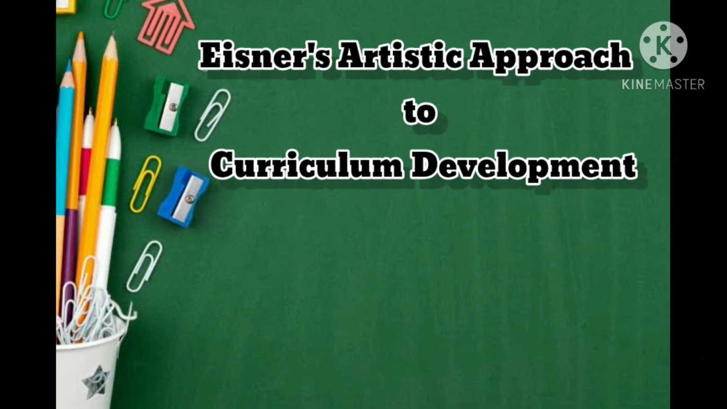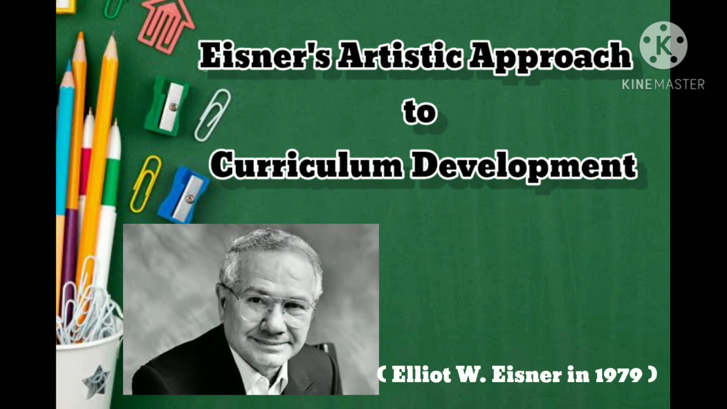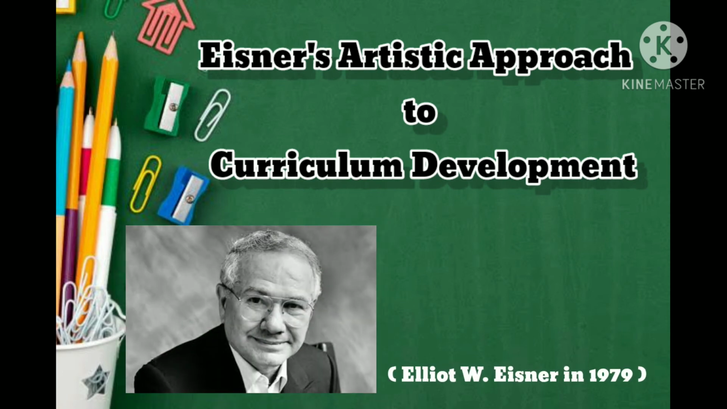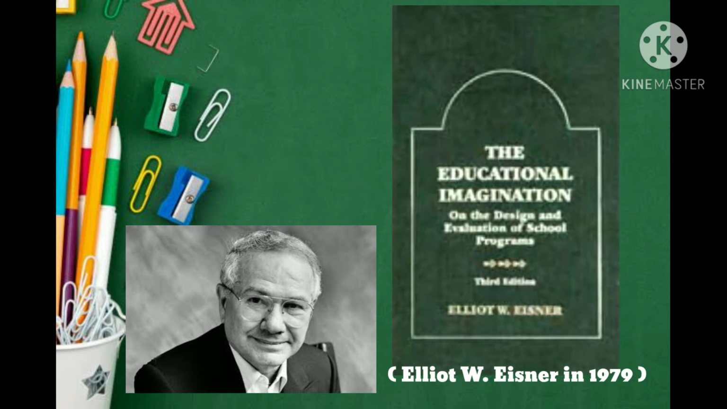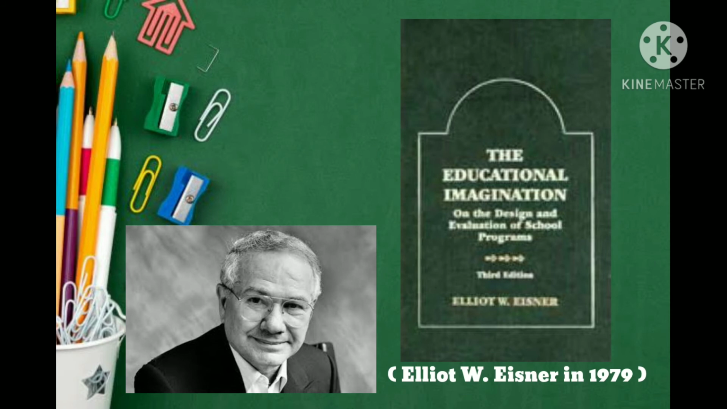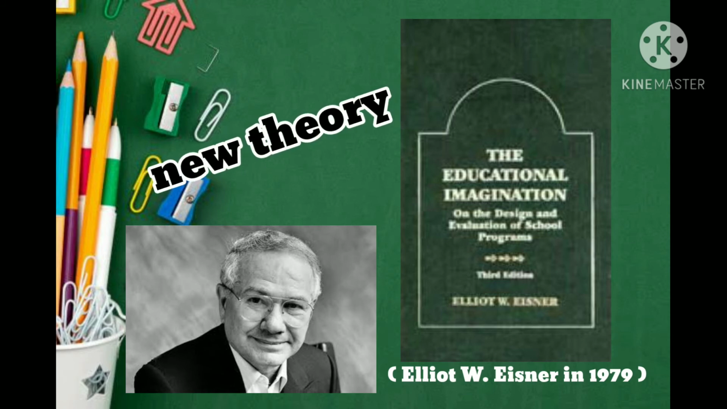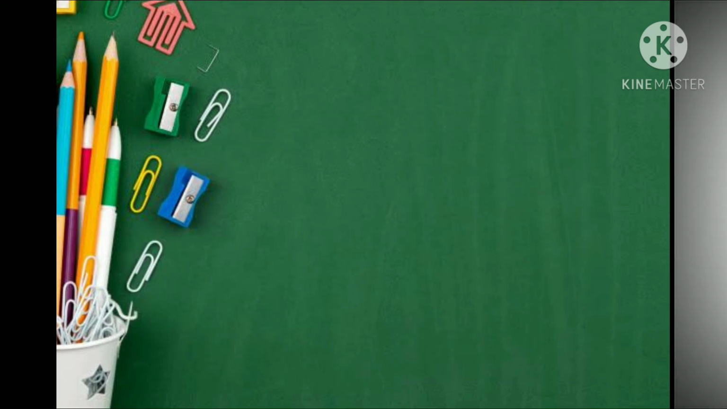Eisner's artistic approach to curriculum development. Elliot W. Eisner, a famous curriculum scholar, published a book in 1979 entitled The Educational Imagination, where he presented his idea on how curriculum development should be done. Eisner believed that there is a need to develop a new theory that recognizes the artistry of teaching that is useful in helping teachers develop those arts. In his book, Eisner outlined how this artistic approach can also be used in curriculum development.